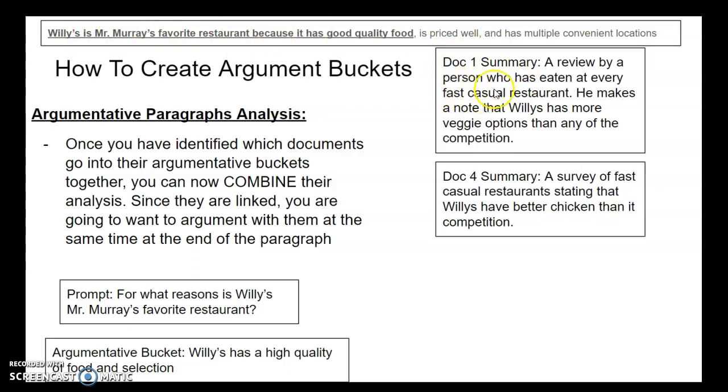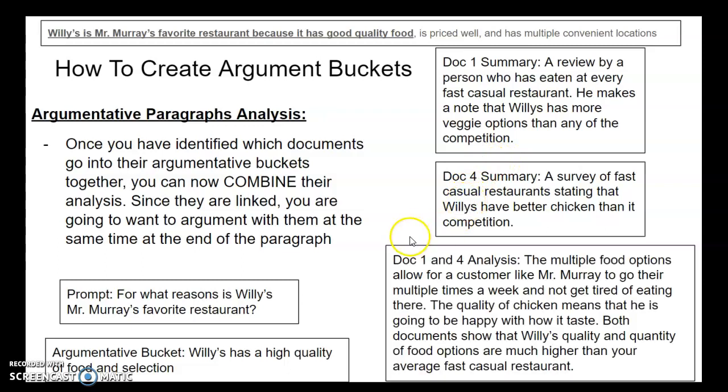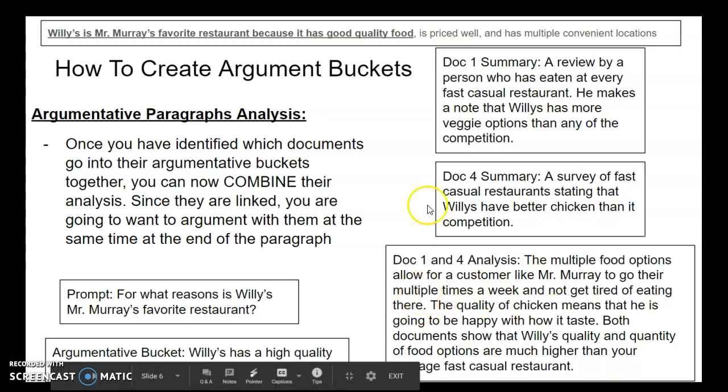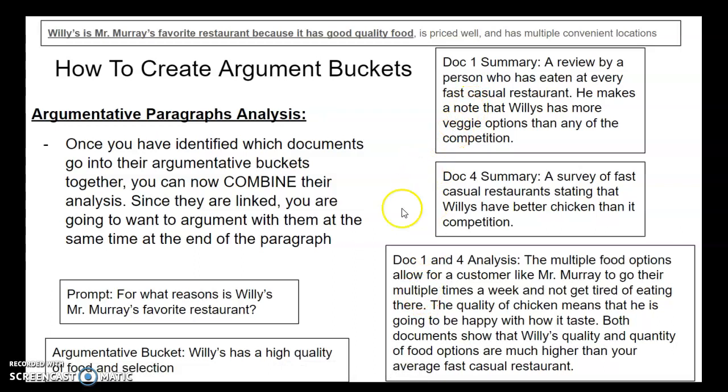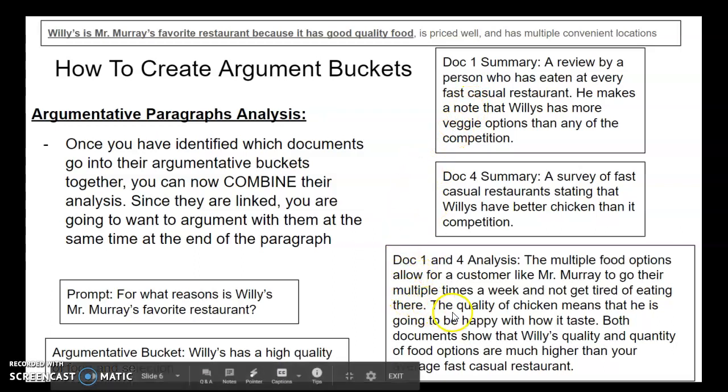I would introduce document 1 and give the summary of document 1. I would introduce document 4 and give the summary for document 4. And then I would do my analysis together. The multiple food options allow for a consumer or customer like Mr. Murray to go there multiple times a week and not get tired of eating there. That's kind of dealing with document 1, right? That there's a lot of different options. The quality of chicken means that he's going to be happy with how it tastes.